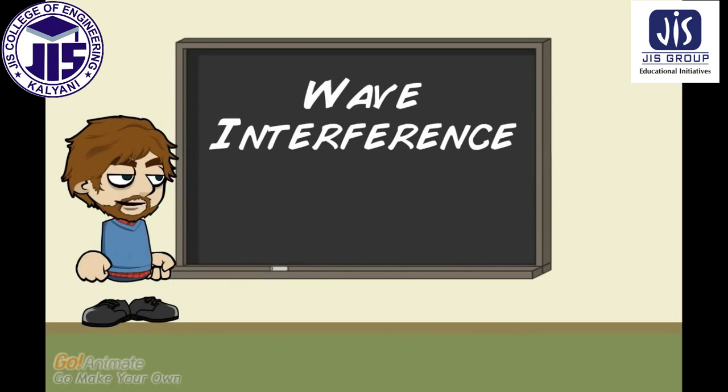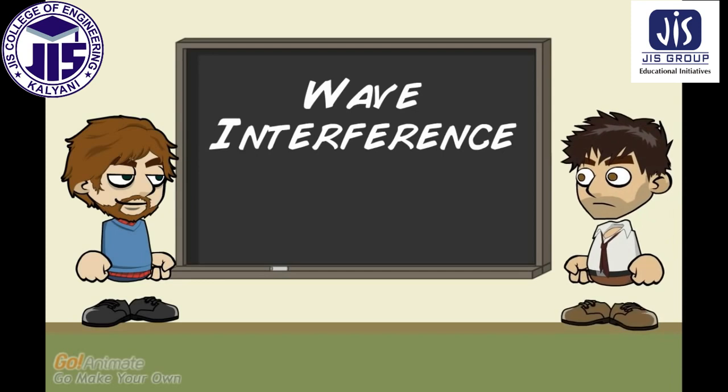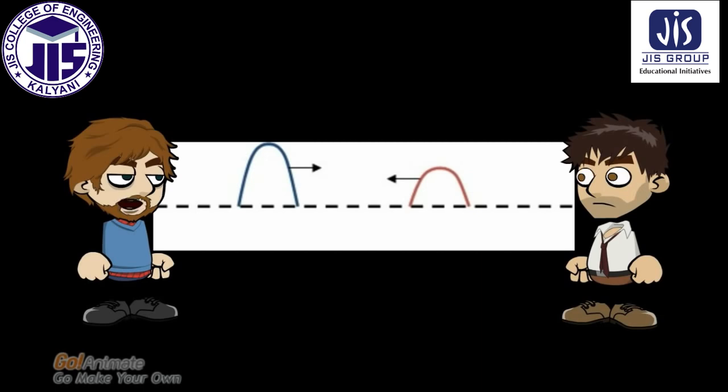Welcome to another physics video. Today's topic is wave interference. To interfere means to get in the way of something. In order for waves to interfere, there must be at least two waves arriving at the same place at the same time. Suppose two wave pulses are traveling towards each other on a string.